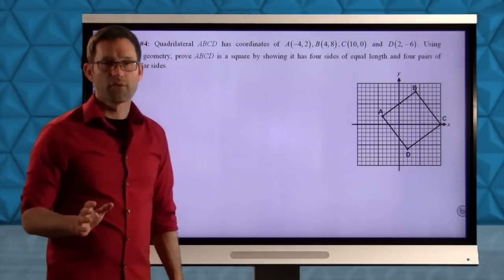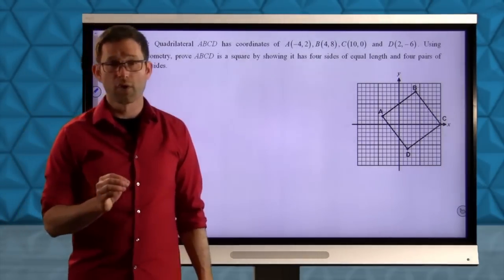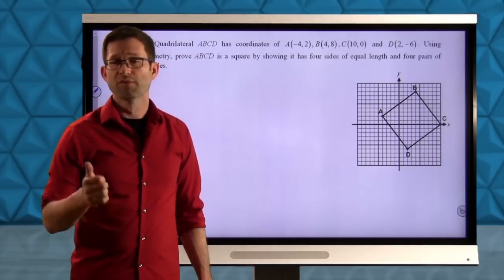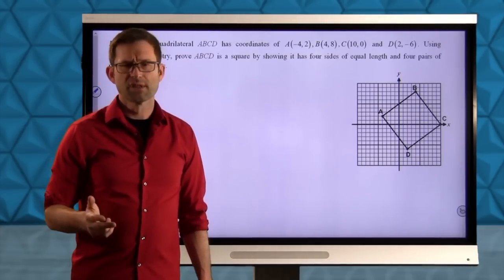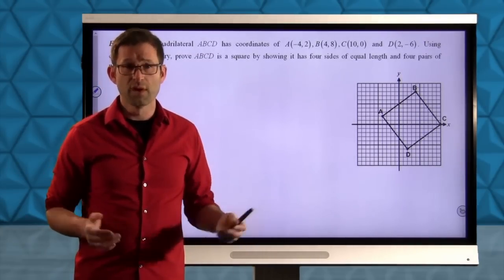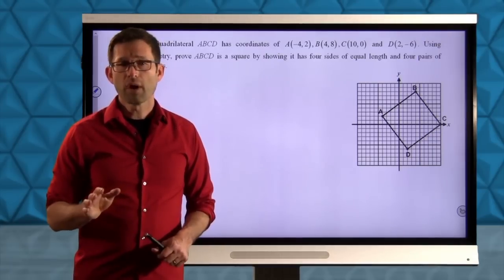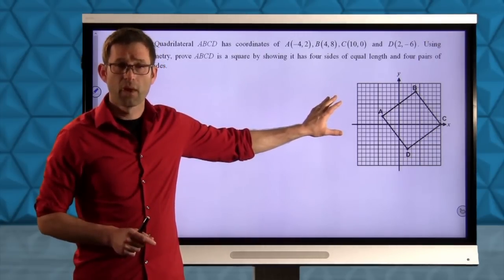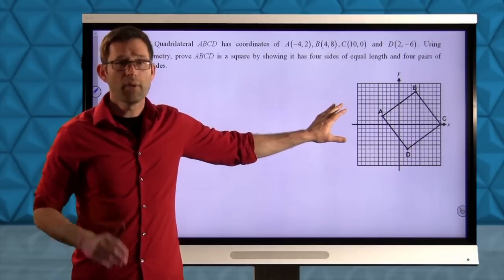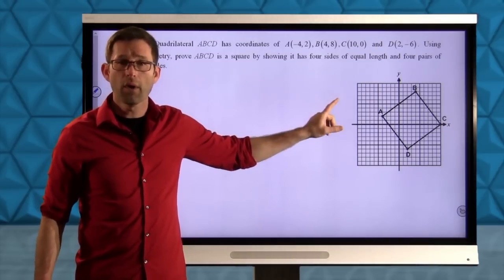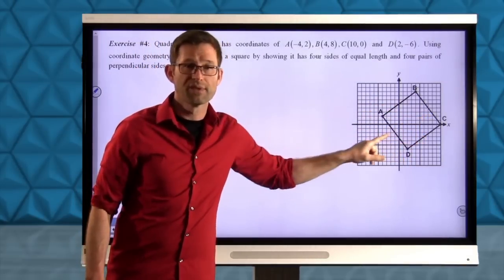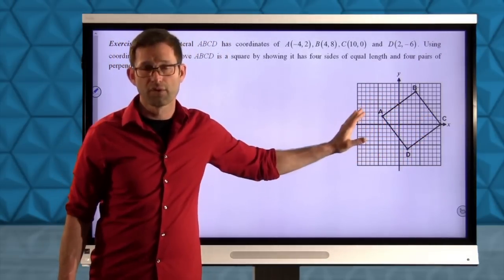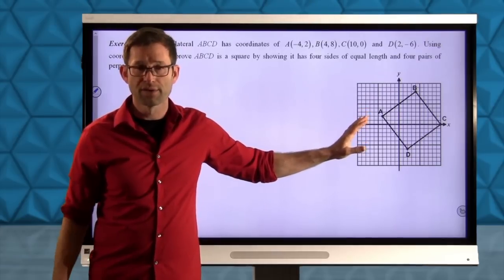Now, there's many different ways to prove something is a square in the coordinate grid, and that's because there's many ways to prove that something is a parallelogram, to prove something is a rectangle. A rhombus is pretty straightforward, but there are different ways to do that. When I'm trying to prove, though, that a figure is a square in the coordinate plane, I pretty much go brute force, which means I want to show that all 4 sides have the same length and that I've got 4 pairs of perpendicular sides, in other words, 4 right angles.